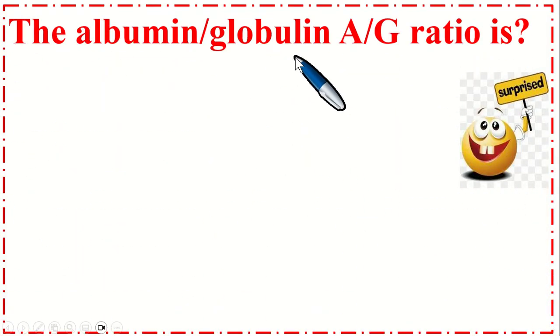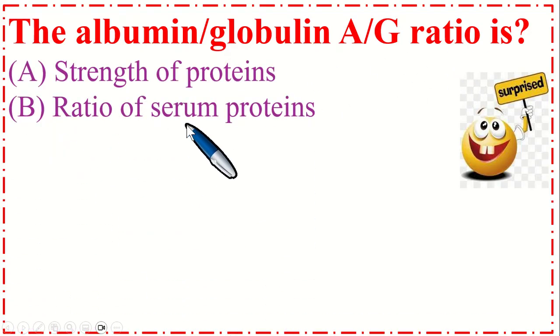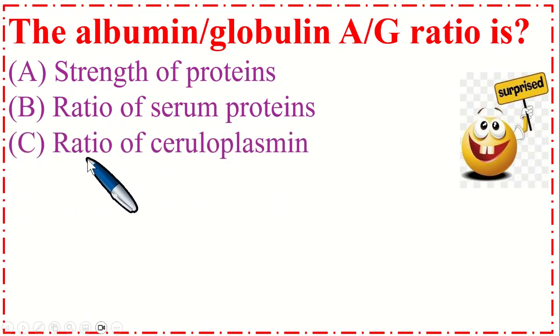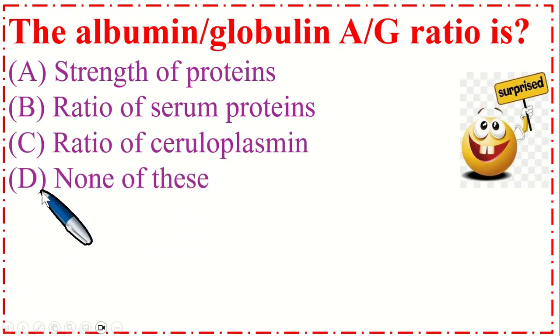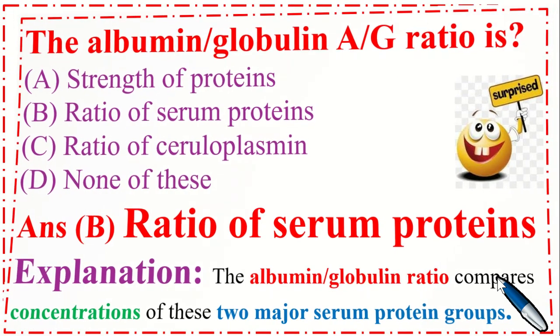The albumin globulin A/G ratio is option A strength of proteins, B ratio of serum proteins, C ratio of ceruloplasmin and option D none of these. So the correct option is B ratio of serum proteins. The albumin globulin ratio compares the concentration of these two major serum protein groups.